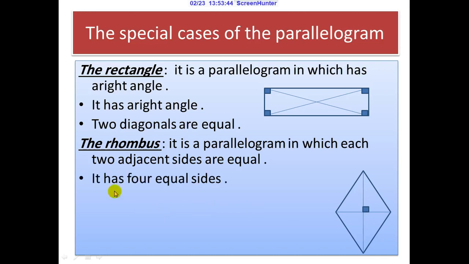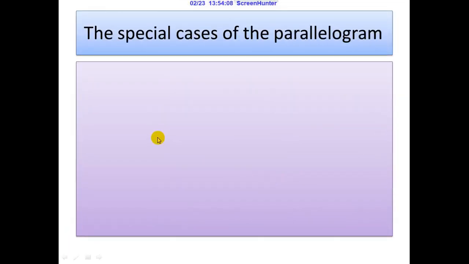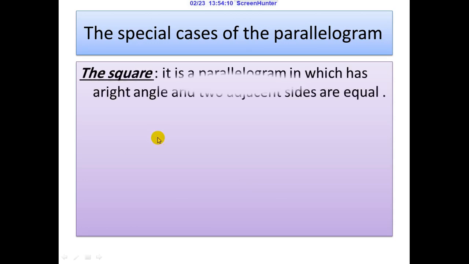So, it has four equal sides. Is that all? No. There is another property here. The two diagonals in the rhombus are not equal in length, but they are perpendicular, like that. Okay, the second property here: two diagonals are perpendicular. Let's see more shapes in this lesson, special cases of the parallelogram.